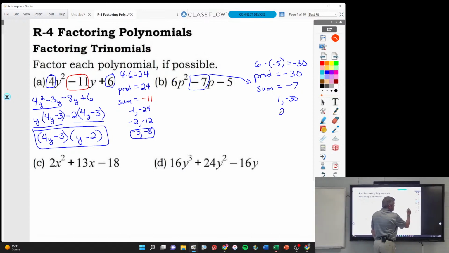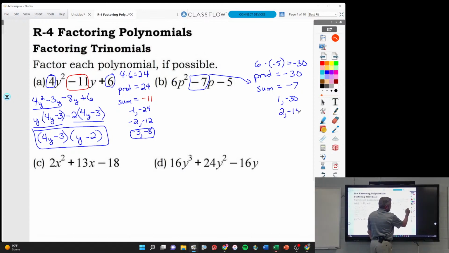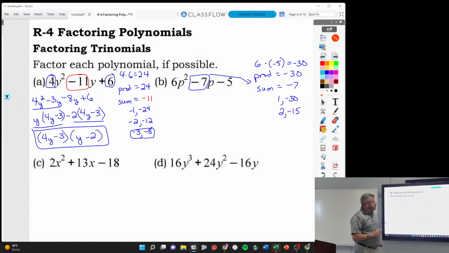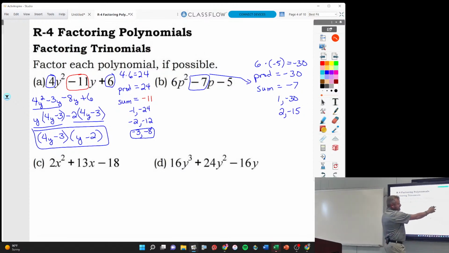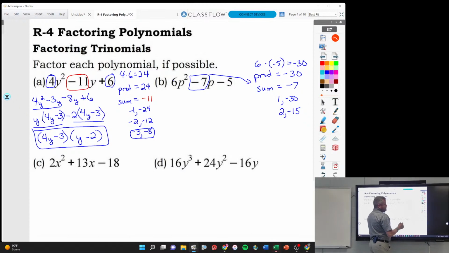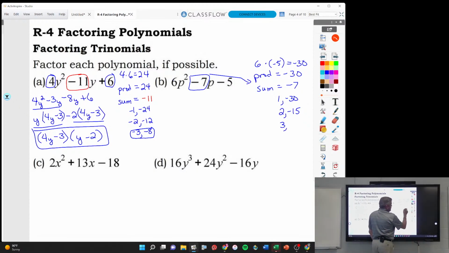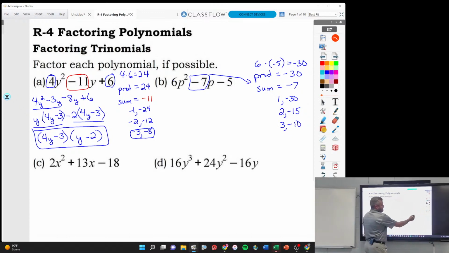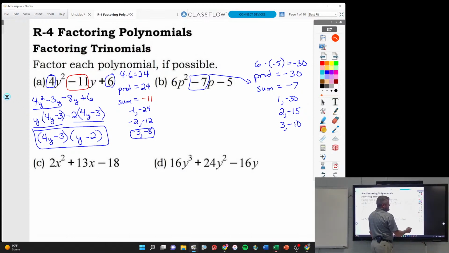Let's go with 2. 2 and negative 15. 2 times negative 15 is negative 30. 2 combined with negative 15 is negative 13. Didn't work. Let's try 3. 3 times negative 10 is negative 30. 3 combined with a negative 10 is negative 7.